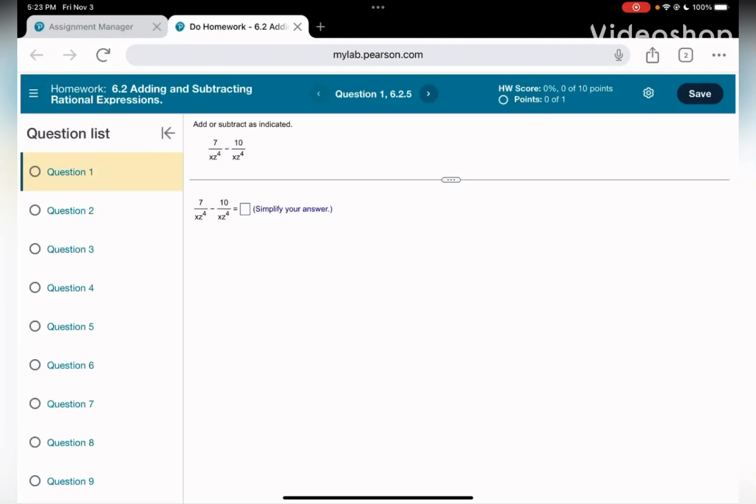Okay, let's start working on homework for chapter 6.2, which is going to be adding and subtracting rational expressions.